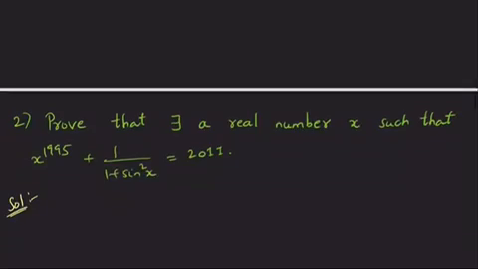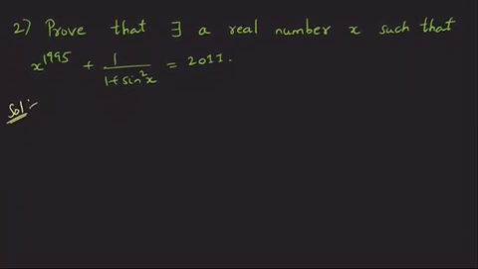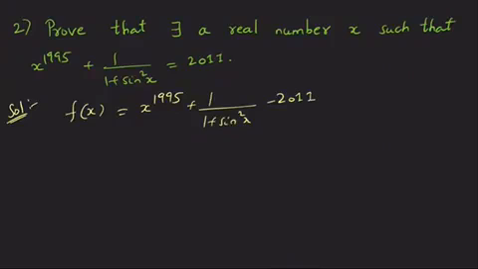So let's move on. Prove that there exists a real number x such that x power 1995 plus 1 by 1 plus sine square x equals 2011. So now what I am doing is transferring all the terms to one side of the equation and assuming a new function f(x) which is x power 1995 plus 1 by 1 plus sine square x minus 2011.